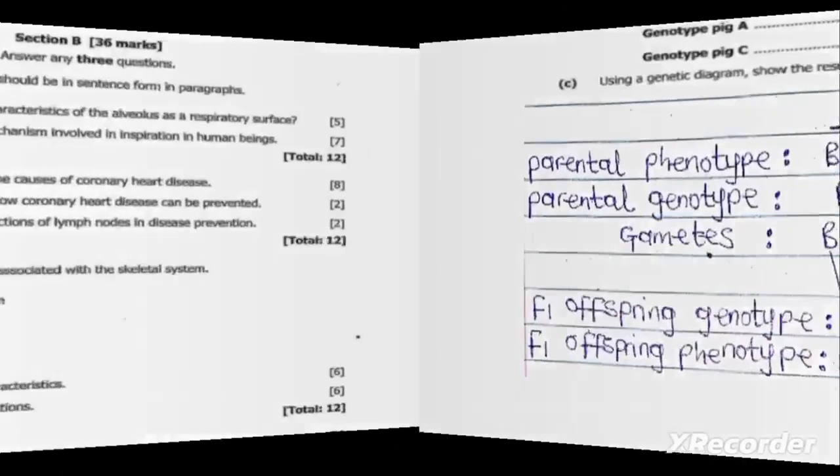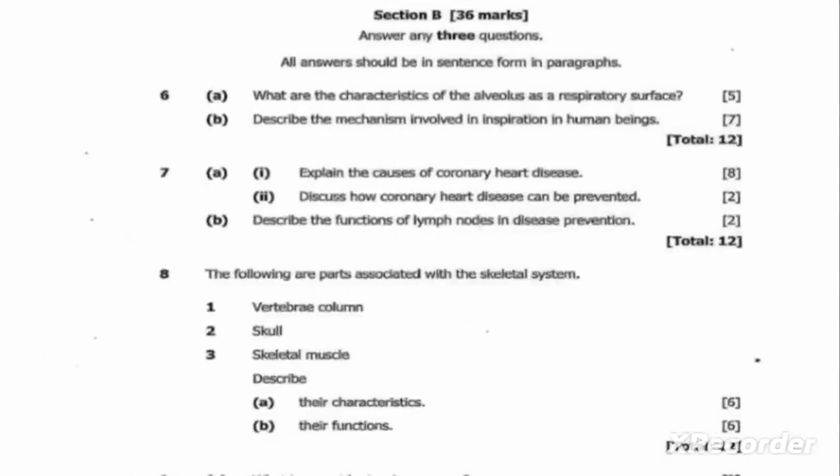Now let us shift to section B. Answer any 3 questions, so we are expected to answer 3 questions from this section. All answers should be in sentence form in paragraphs, so we need to compile our sentences in paragraphs. Since we are doing revision, we are going to answer all 5 questions from this section.